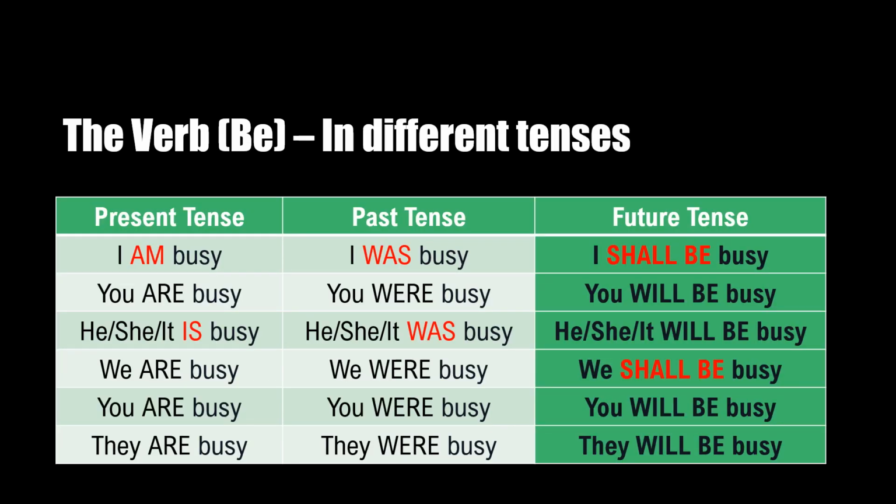So how does the sentence look in the future tense? We are looking at the same example. I am busy. I was busy. In the future it will be I shall be busy. You are busy. You were busy. You will be busy. He is busy. He was busy. He will be busy.